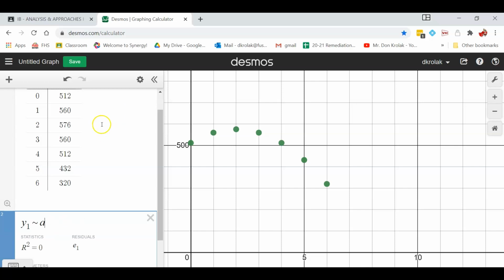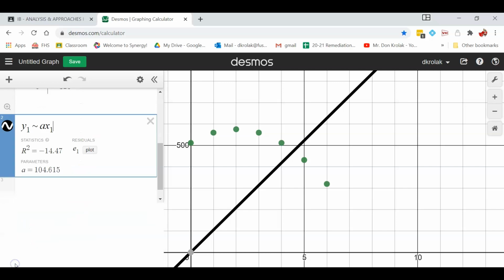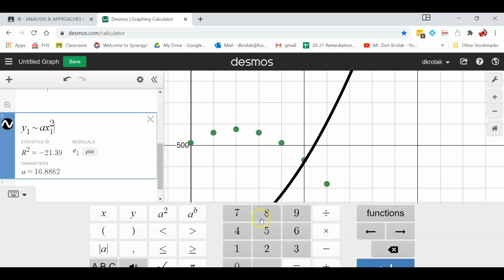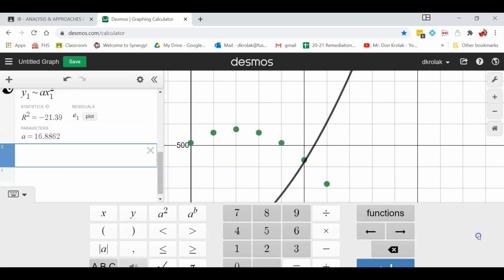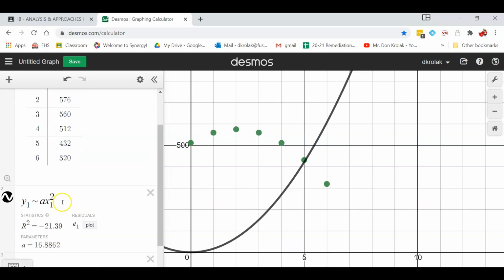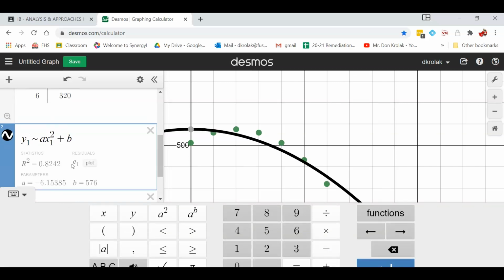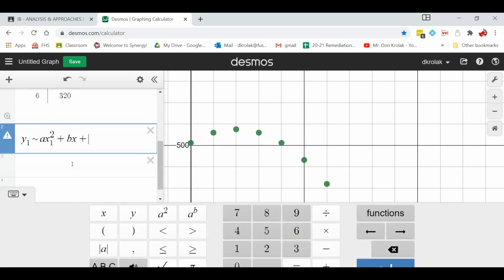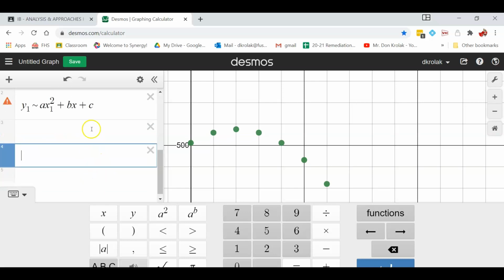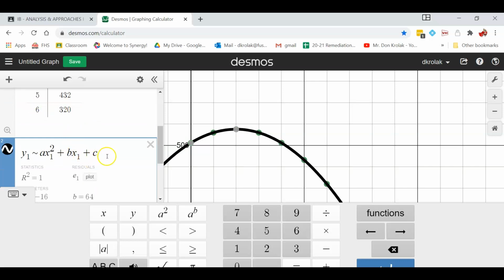Now, it's using the X numbers. So you're going to go X1, and now square that. Okay, so it should look like that. And now plus B, X, plus C. Whoops, I forgot the X1. X1.